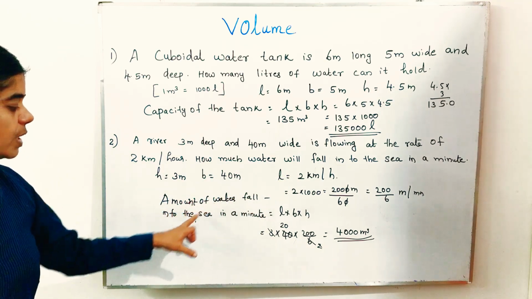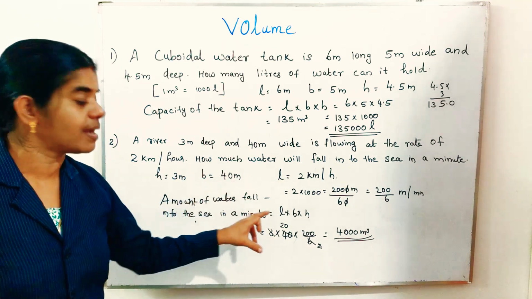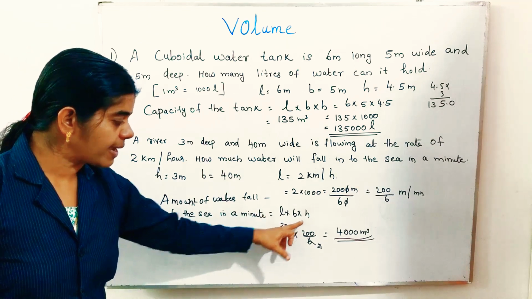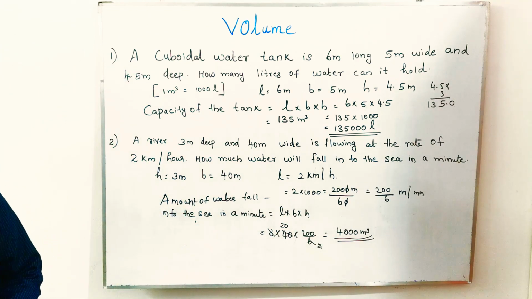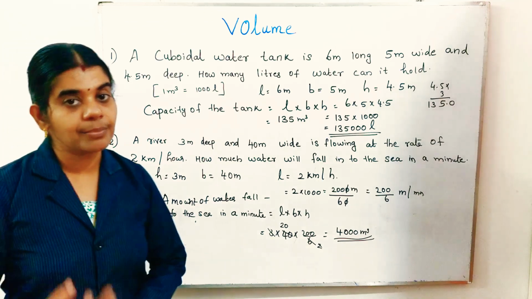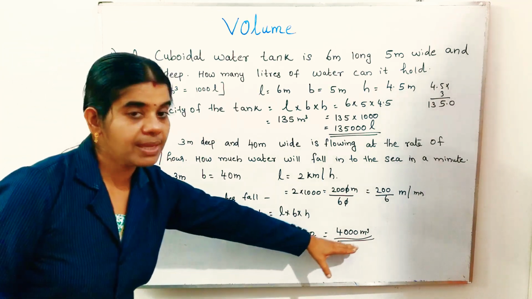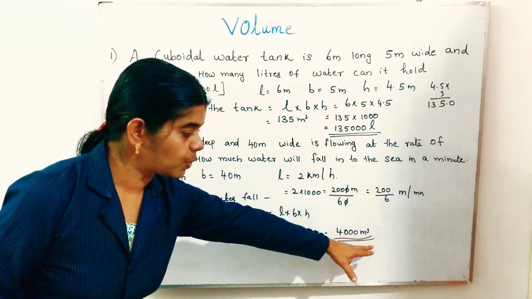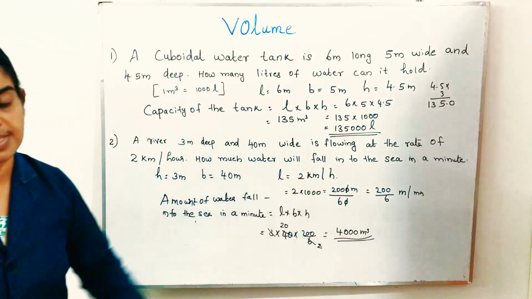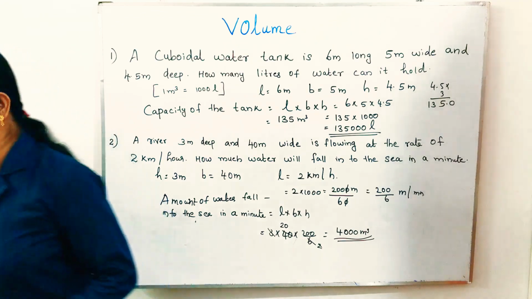Then what amount of water falls into the sea in a minute, they ask. So L into B into H, then you got 4000. If they ask the amount of water that falls into the sea in 10 minutes, 5 minutes like that, this will be for 1 minute. So if 6 minutes are asked, you multiply that 4000 with 6, like that you can do. Then listen to one more question.